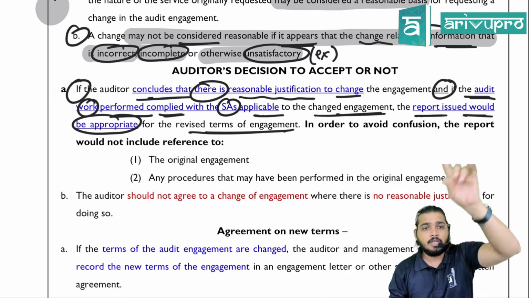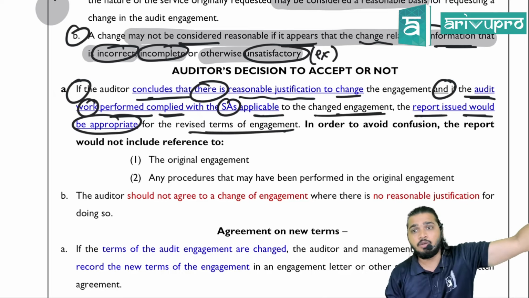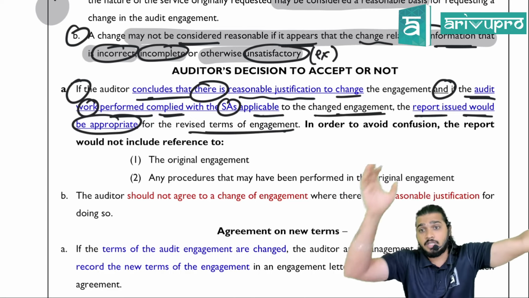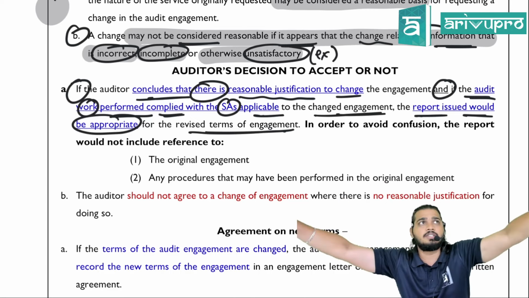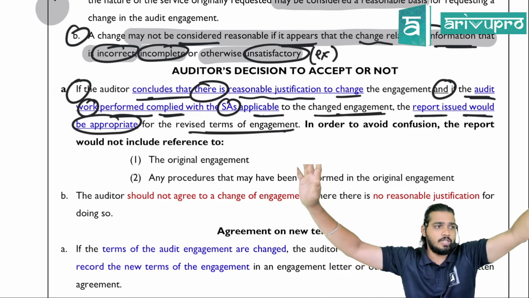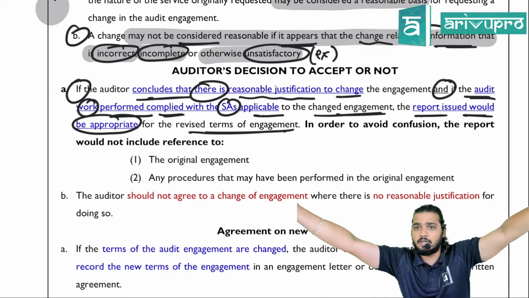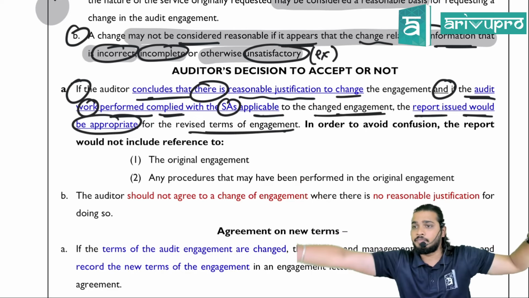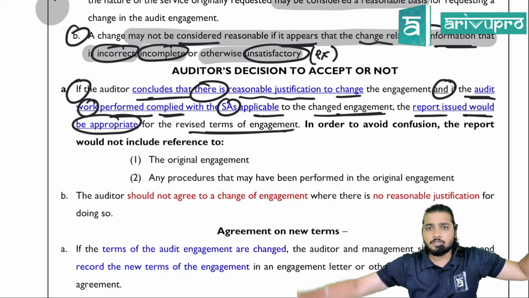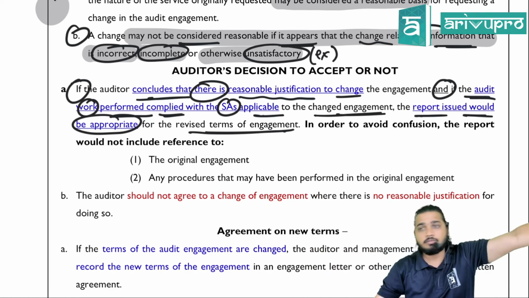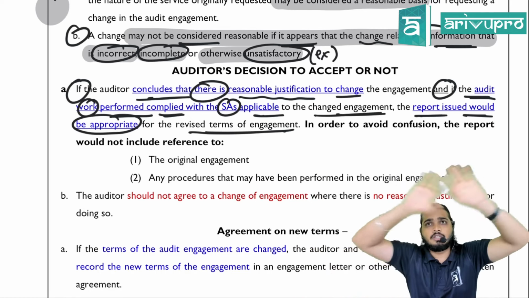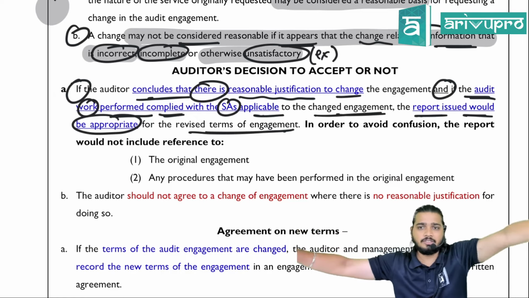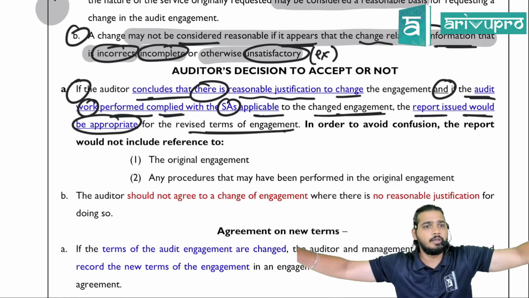Same thing here. There are certain things already prepared in the old engagement. Can I use them in the new engagement? If the SAs are applicable, then I can use it. If the SAs are the same. See, for audit, the SA is different. For review, the standards are different. So the work I prepared for audit, I can't use for review. The work I used for review, I can't use for audit. But if both are audit only, can I use the same work? Yes. The SA is no problem for me.